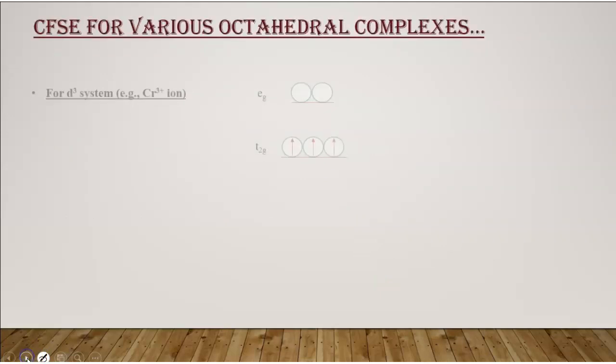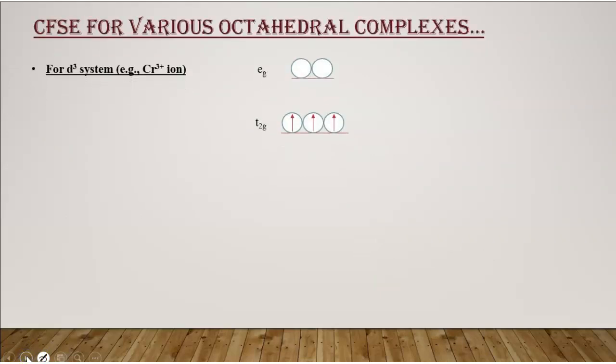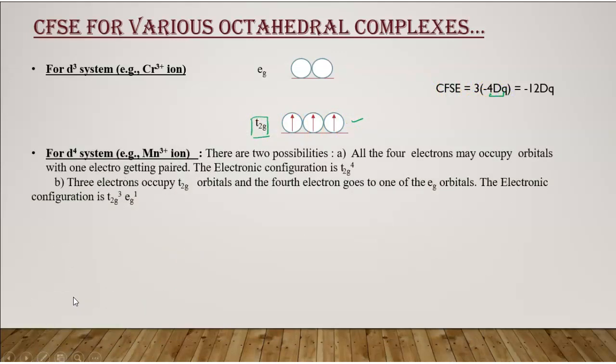Okay. Continuing further for D3 system, we'll see that is chromium 3 plus ion, having 3 electrons in d orbital. So how are we going to calculate? We are multiplying 3 electrons with minus 4 Dq because they are present in the lower orbital, that is in your T2g orbital. So we are going to multiply it with minus 4 Dq. Okay, there comes the main concept for D4 system.